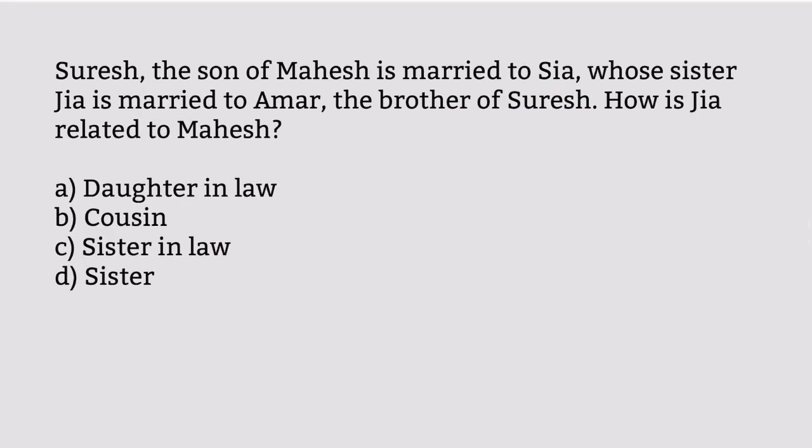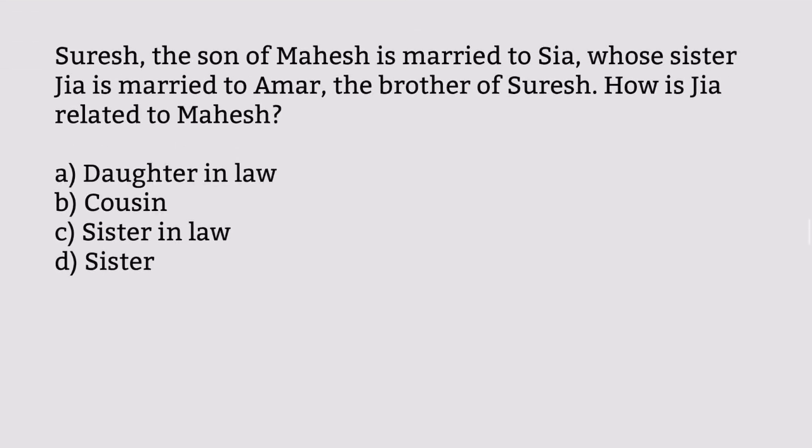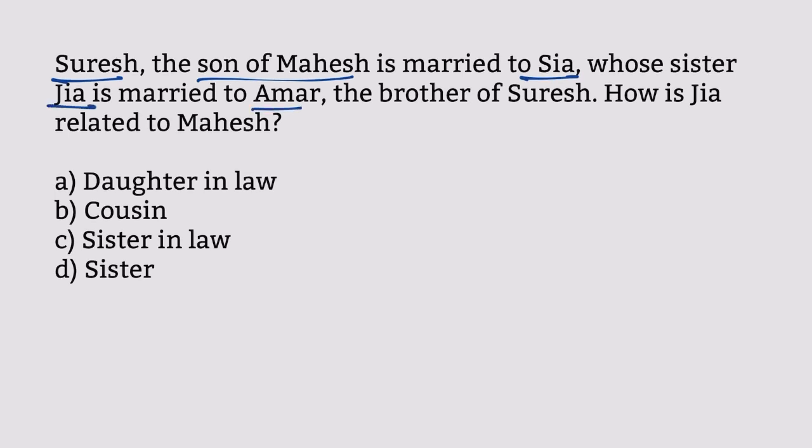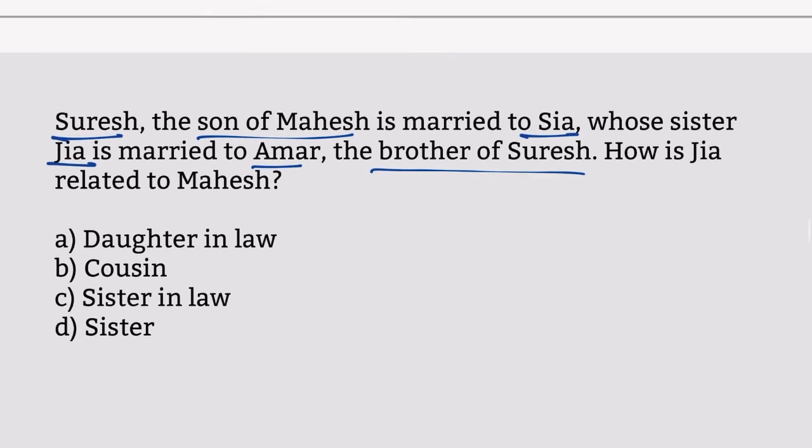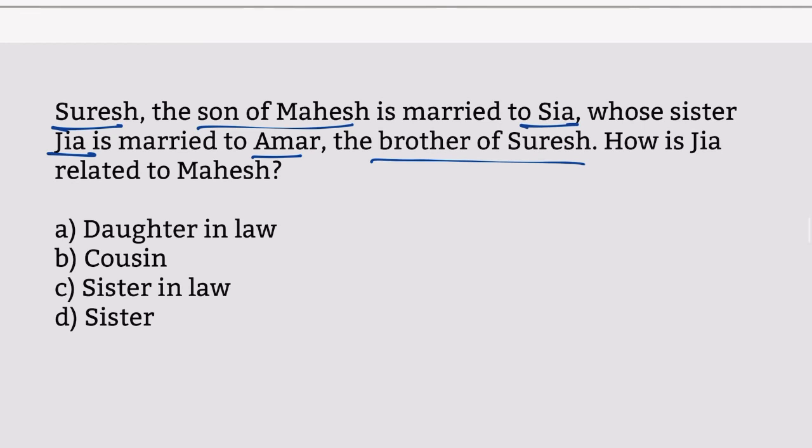Okay, we have one more blood relations question. There are many parties here. We'll have to identify the relationship. So let's define the relationship here. We have Suresh. They say Suresh is the son of Mahesh and he is married to Sia, whose sister Jia is married to Amar, the brother of Suresh. How is Jia related to Mahesh?